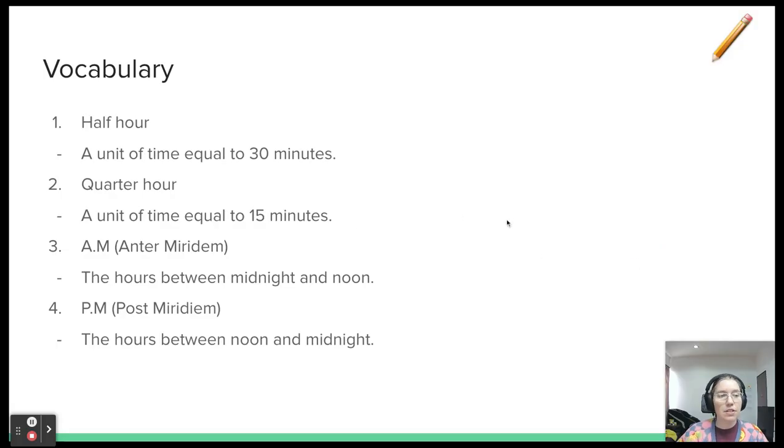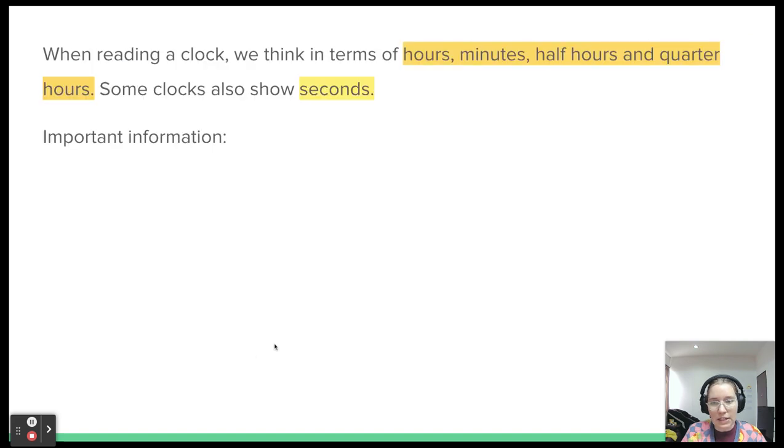So, some important words and vocabulary to understand for this lesson. Make sure they get written down. A half hour is a unit of time that is equal to 30 minutes. A quarter hour is a unit of time equal to 15 minutes. AM, also known as ante meridiem, is the hours between midnight and noon, and PM, post meridiem, is the hours between noon and midnight.